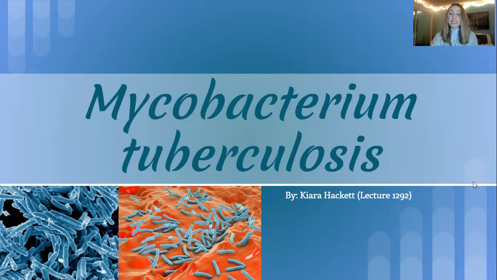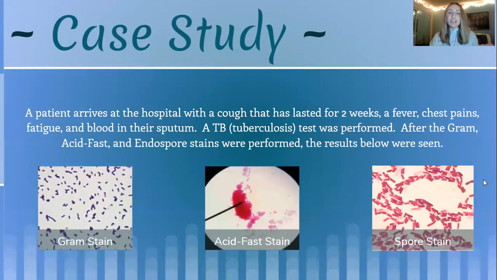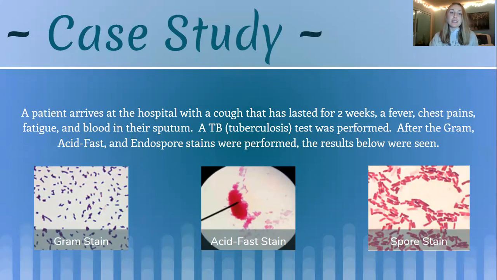I'm going to be giving a presentation today on Mycobacterium tuberculosis. So we're going to start out with the case study. A patient arrives at the hospital with a cough that has lasted for 2 weeks, a fever, chest pains, fatigue, and blood in their sputum. A TB test was performed. After the gram, acid fast, and endospore stains were performed, the results below were seen.